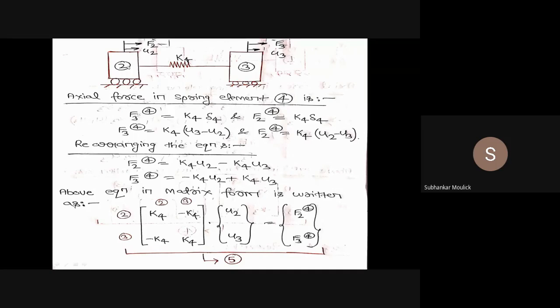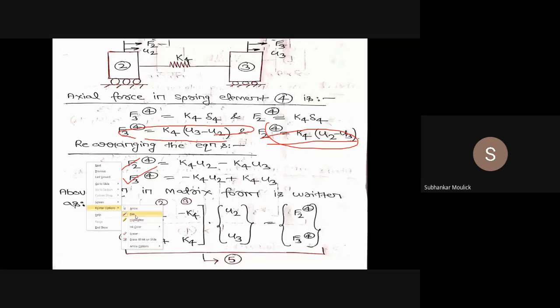Similarly, for node 2, the governing algebraic equation will be F2, this force acting on node 2, but it is acting on element number 4. So F2 of 4 is equal to K4 into delta 4. From the diagram it is very clear that F2 plus F3 equals 0. So F3 equals minus F2. So this delta 4 becomes U2 minus U3. Again you rearrange it. If you rearrange this expression and this expression, for this expression you will get this value, for this expression you will get this value. That means we are just opening the bracket.